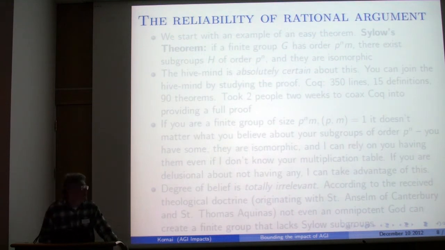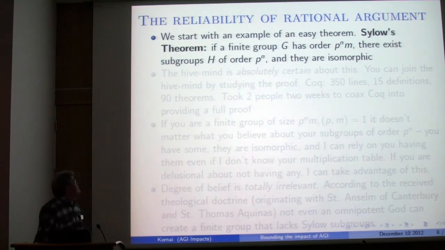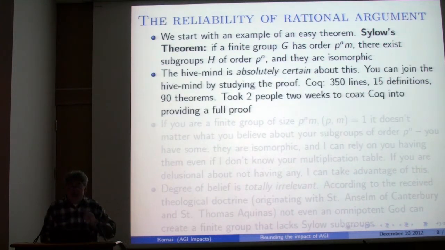So, the reliability of rational argument. I'd like to start with a simple example, Sylow's theorem, that will be familiar to many people in this audience. If the order of a finite group is divisible by p to the n, for p prime, there exist subgroups of order p to the n, and they are isomorphic. So everybody learns this as intro group theory stuff. Now the hive mind is absolutely certain about this. You can join the hive mind yourself by studying the proof. The Coq formal verification is 350 lines with 15 definitions and 90 theorems, and it took two people 2 weeks to get this formal proof. So you can compare this to the previous thing about the Feit-Thompson theorem.